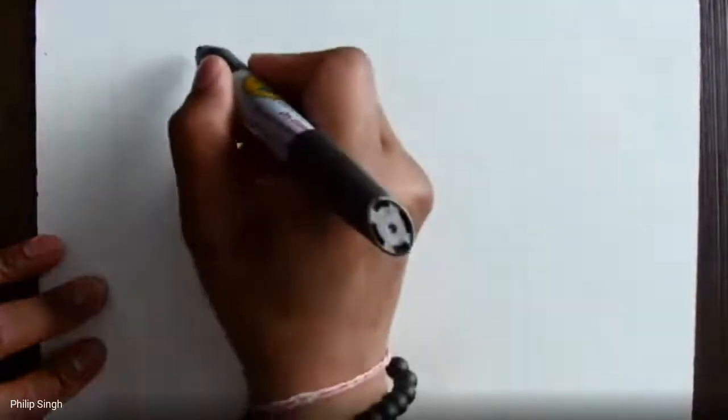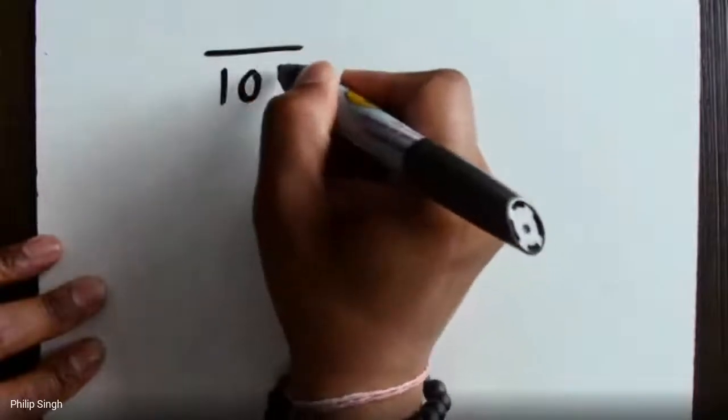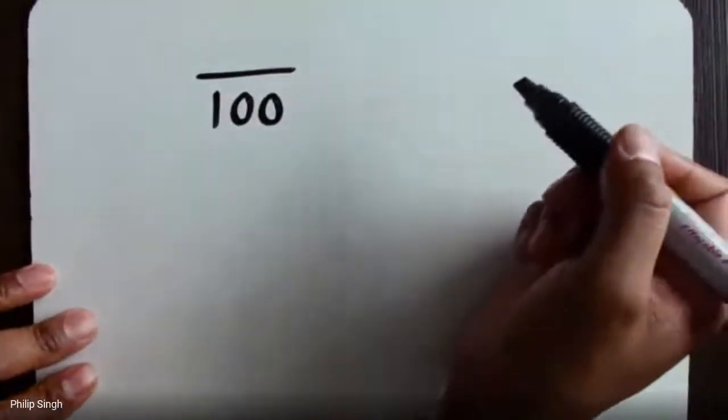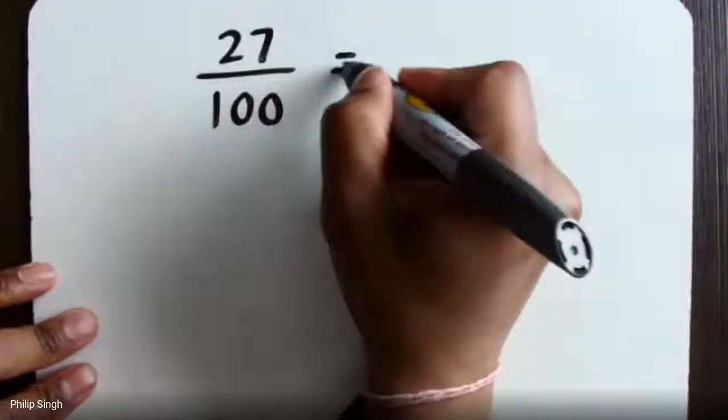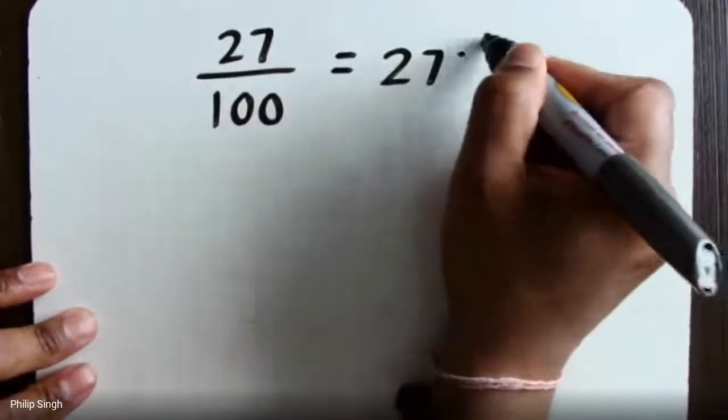Hey everyone, in this clip we're going to talk about how to take a fraction and make it into a percent and how it relates to decimals. So we know that percent means that something is out of 100, so per 100. If I had 27 out of 100, we can say that's 27%.